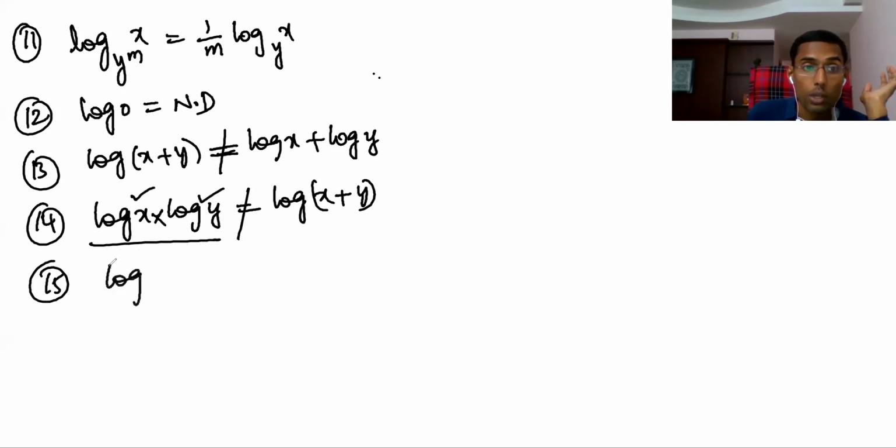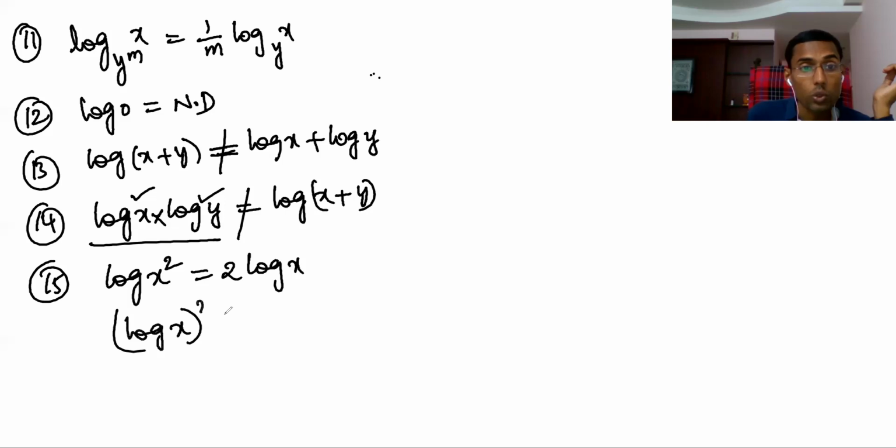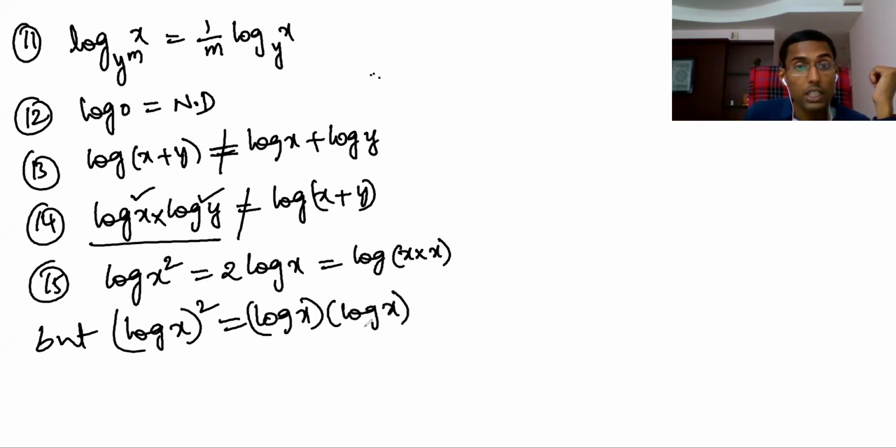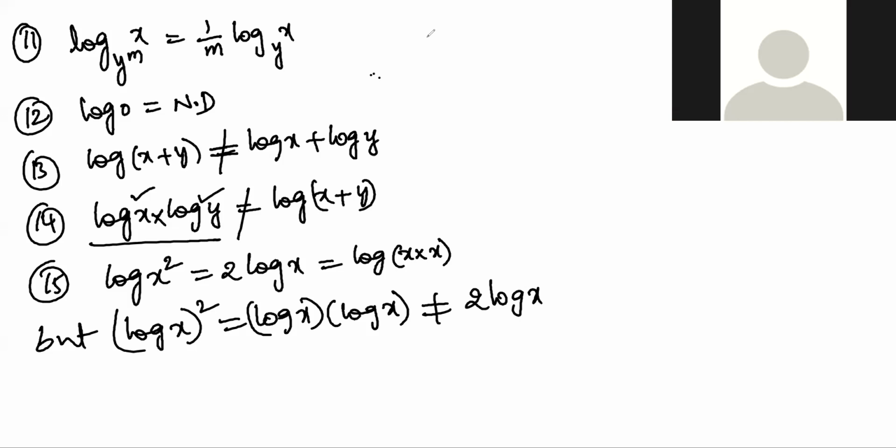15. What you should not do, I'm telling: log x square is 2 log x, but log x whole square is log x into log x. Log x square means log of x into x, that is log x plus log x, 2 log x. But log x whole square is log x into log x, which is completely different, which is not equal to 2 log x. Many people get confused. Please don't get confused.